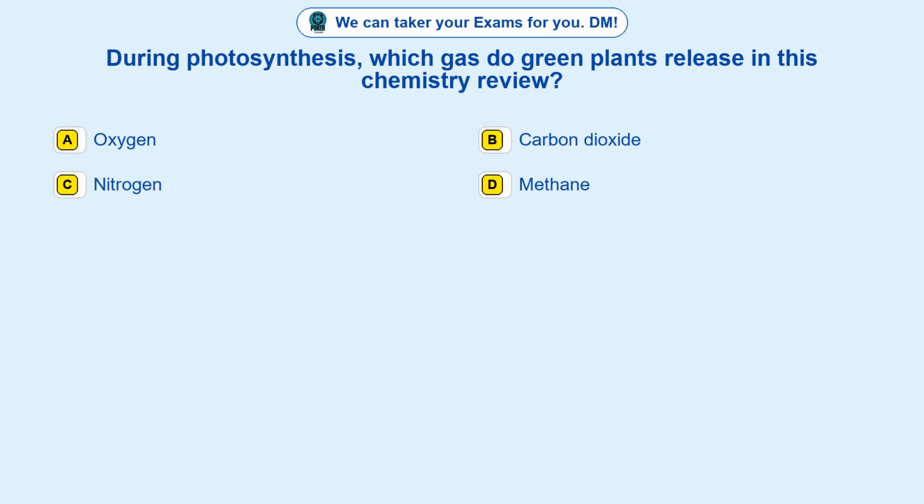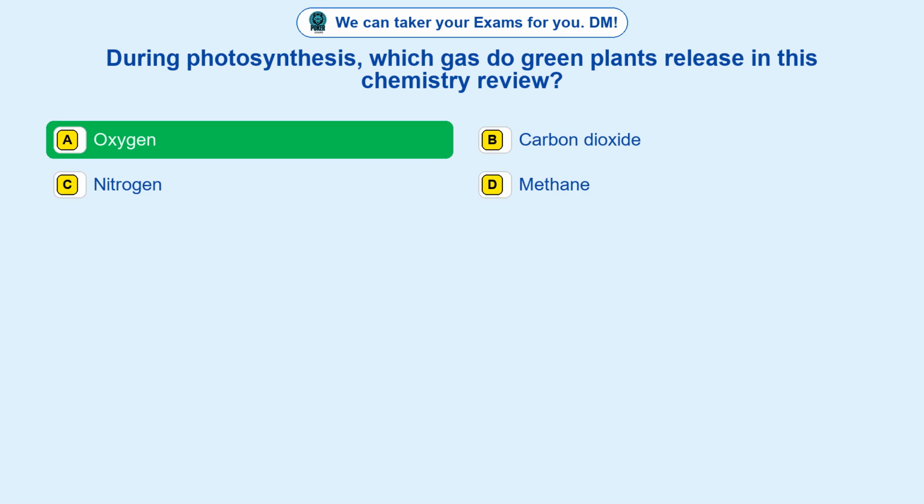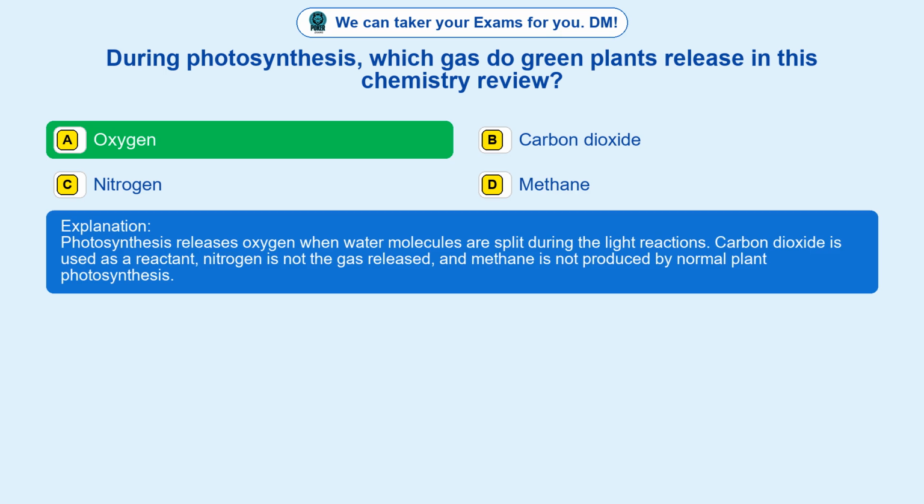Question 1. During photosynthesis, which gas do green plants release in this chemistry review? Option A, oxygen. Option B, carbon dioxide. Option C, nitrogen. Option D, methane. The correct answer is option A, oxygen. Photosynthesis releases oxygen when water molecules are split during the light reactions. Carbon dioxide is used as a reactant, nitrogen is not the gas released, and methane is not produced by normal plant photosynthesis.